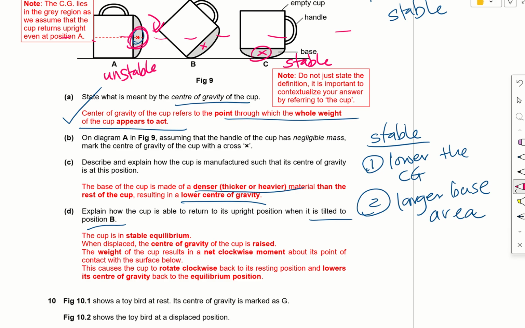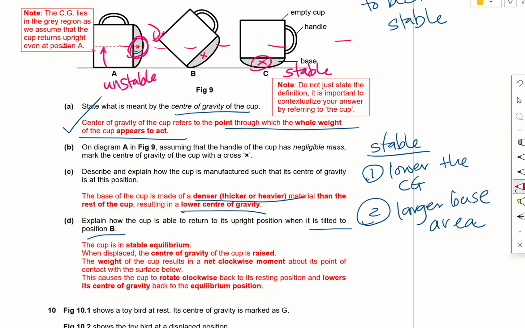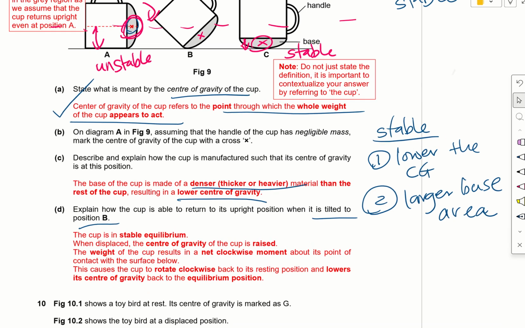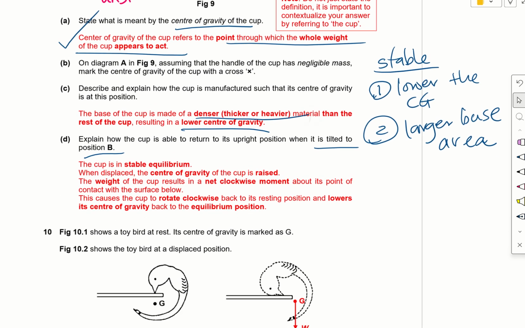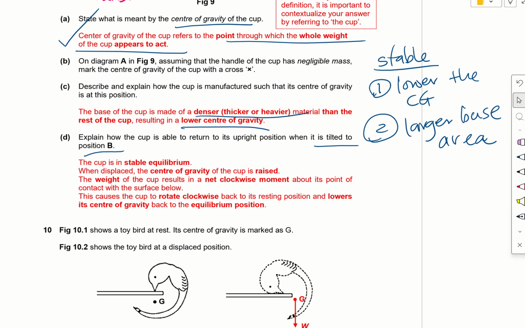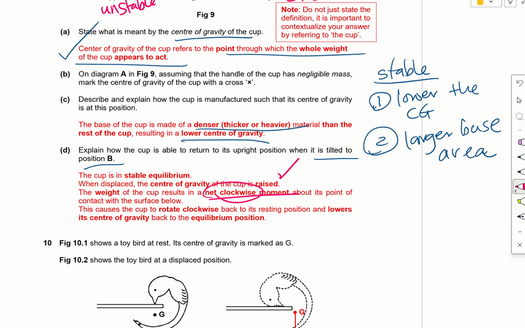But the position of the CG within the cup is still the same, unless something drastically changes the internal makeup of the cup. So what I'm saying is that the height of this CG above ground for A is definitely higher than the height of the CG above ground for C. So the cup is in stable equilibrium. When displaced, the center of gravity is raised. So the weight of the cup results in a net clockwise moment about its point of contact with the surface below. So try to use the context to say whether it is clockwise or anti-clockwise.